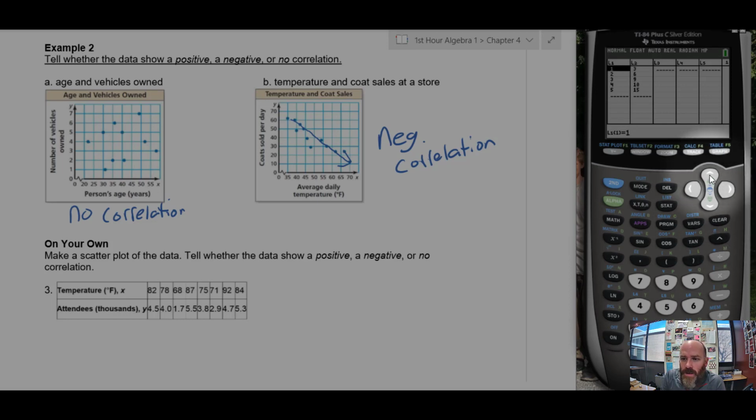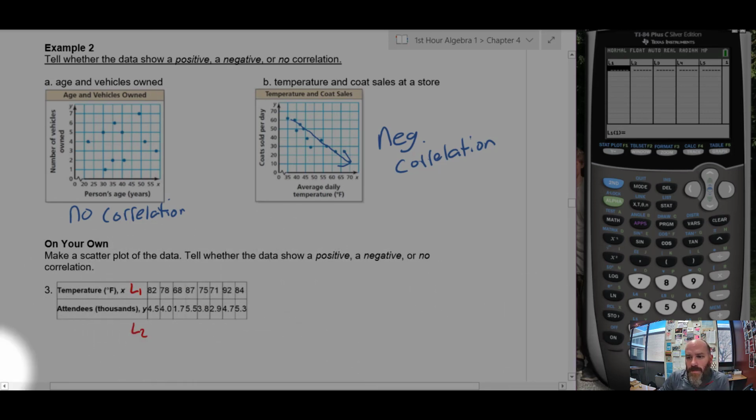So what we do is we're going to go up to the top and highlight the list and just hit clear and then enter, and notice it cleared everything. Don't hit delete. You hit clear. You want to clear out the data. So I'm going to go up here, hit clear, enter. Your X values are always going to be in list 1. I'm going to write that on the notes. X values are list 1, Y values are list 2.